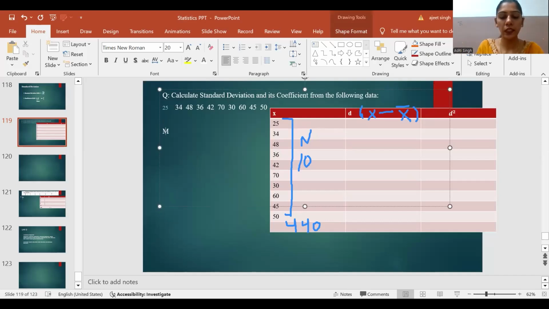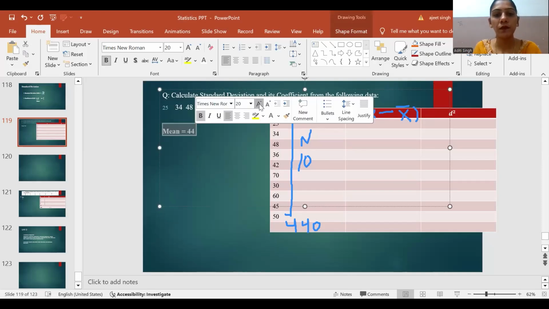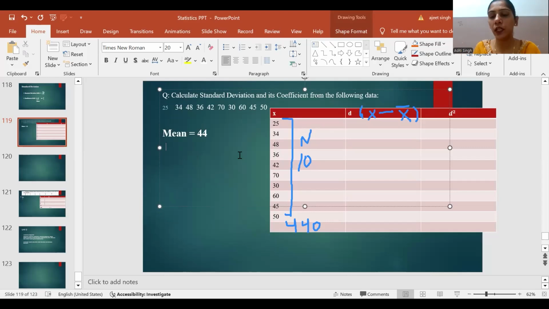Mean is equal to 44. So this is the answer of mean, and with the help of this mean we will calculate the value of d x.